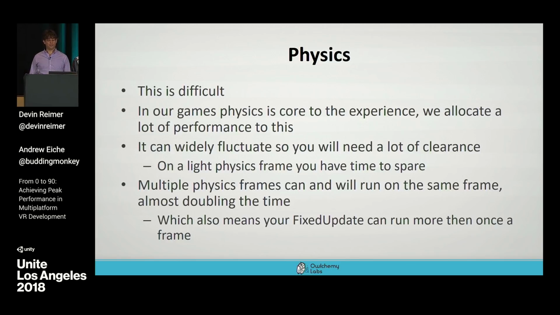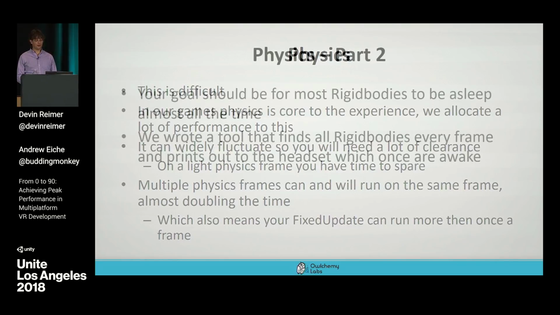And another point of note is in Unity, multiple physics frames can and will run on the same frame, which means it's going to double your time. And it also means that FixedUpdate can and will run twice. And we do have to put some code in our games to detect when that happens, when FixedUpdate runs twice in a frame. Sometimes we just do things slightly different in there because of the performance overhead we know is going to be incurred in that frame.